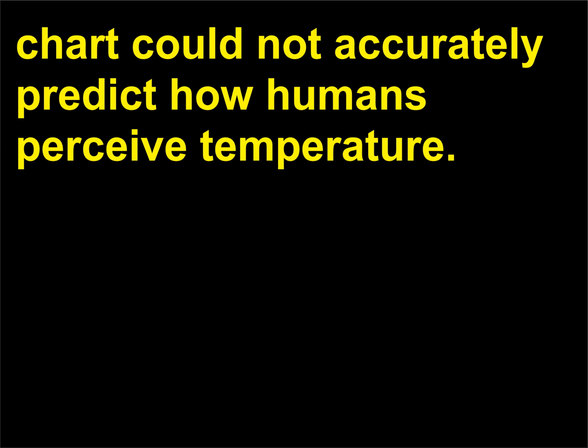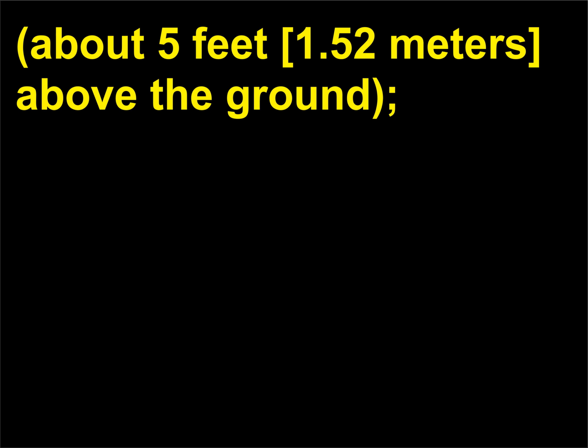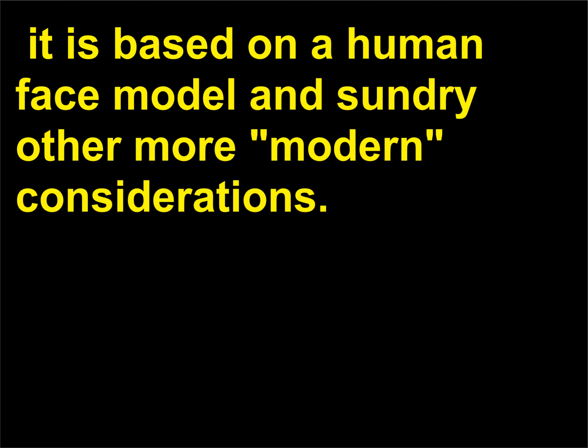But the biggest problem overall was that the old wind chill chart could not accurately predict how humans perceive temperature. Thus, the new wind chill index was created. This chart includes such changes as wind speeds calculated at the average height of a human head, about 5 feet, 1.52 meters, above the ground. It is based on a human face model and sundry other more modern considerations.